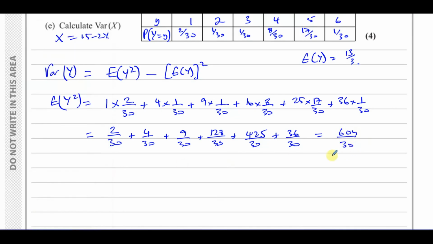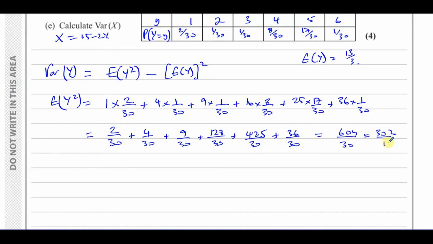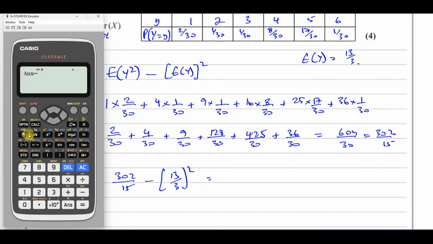604 over 30. Okay, if you just actually divide it, you get 302 over 15. That's E(Y squared). So therefore, the variance of y is going to be 302 over 15 minus 13 over 3 all squared. So let's see what that gives us. 302 over 15 minus 13 over 3 brackets all squared. And that will give us our value, 61 over 45.